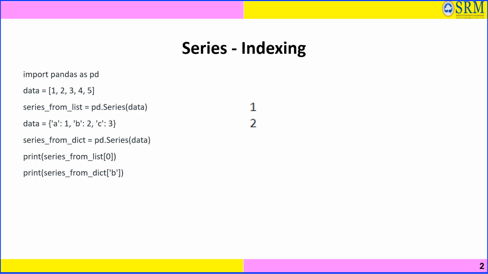And then how do you index? Here this is one pd.Series. In this, I need to know what is the element at index zero. Once you convert it, the element at zero is 1, so 1 will be printed. Next, once you convert from a dictionary to a pd.Series, you take the element B. B is a key, so 2 will be printed. Likewise, you can index a particular data in the Pandas series.